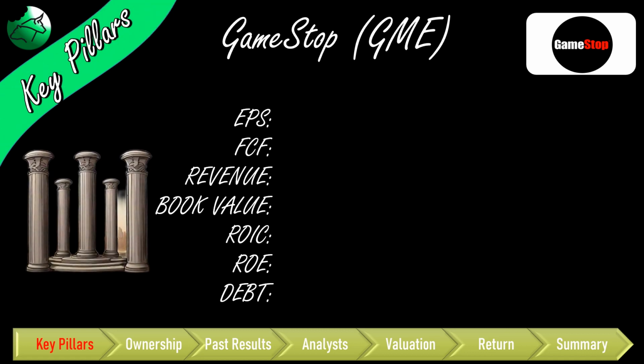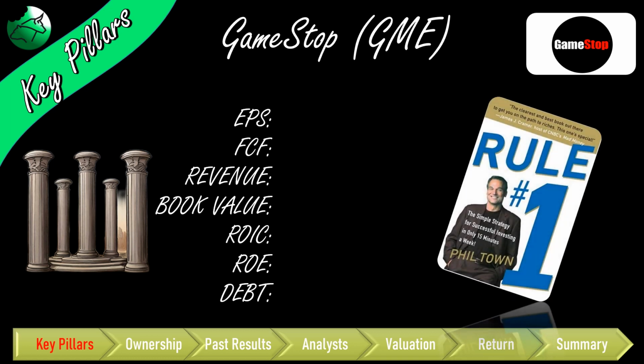Let's start by looking at the key pillars for the trailing 12 months. In the book Rule 1 by Phil Town, he suggests that these are the key metrics when first evaluating a business. The first pillar we are going to explore is the earnings per share. This is where we take the net income and divide it by the shares outstanding. The higher the number, the more profitable the company. Earnings per share has gone up 102% in the last 12 months.